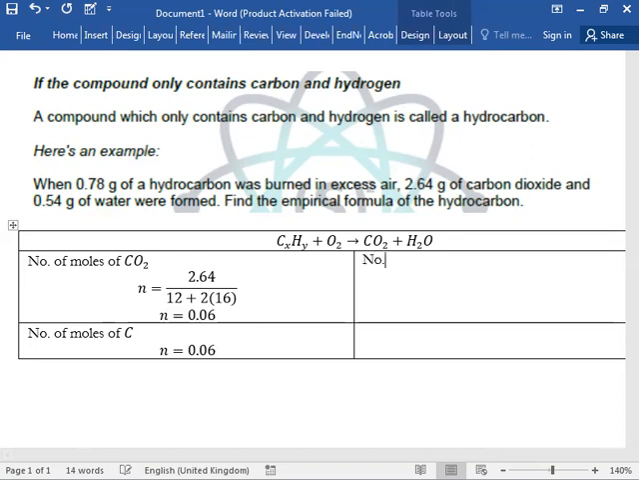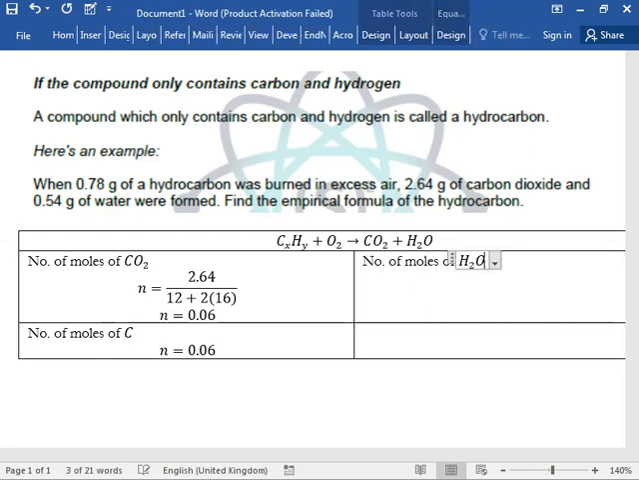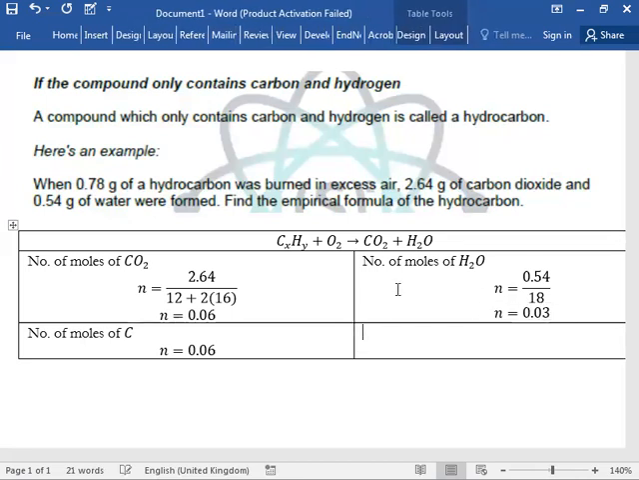Can I find the number of moles of water? Can you do that? You know the mass of water divided by the MR of water. Yes. 0.03. Now, can you tell me the number of moles of hydrogen atoms? If I were to find the moles of hydrogen atoms, can you tell me the number of moles of hydrogen atoms?